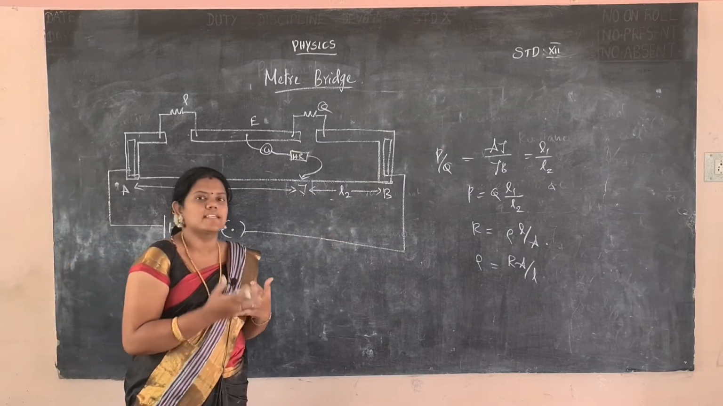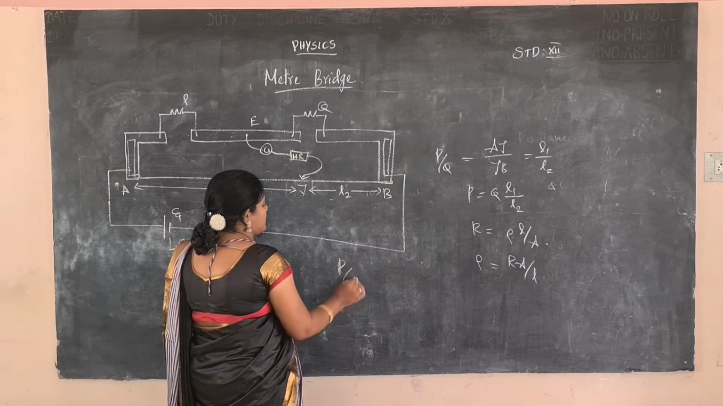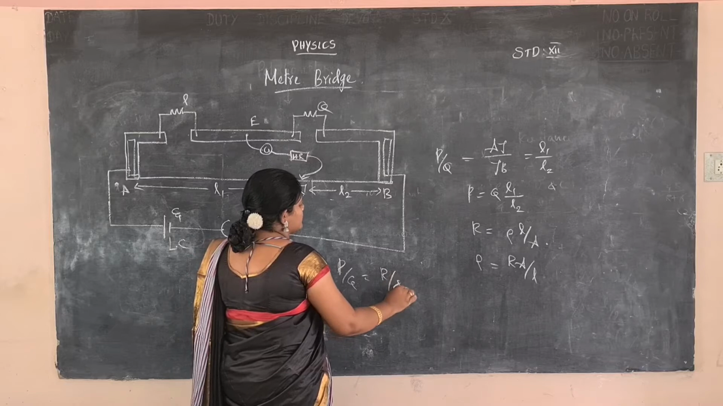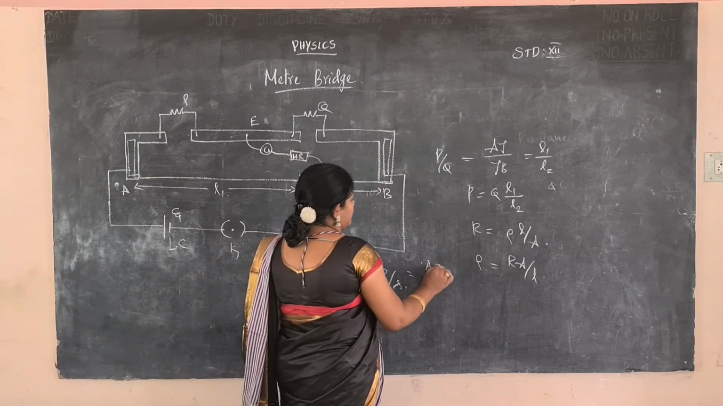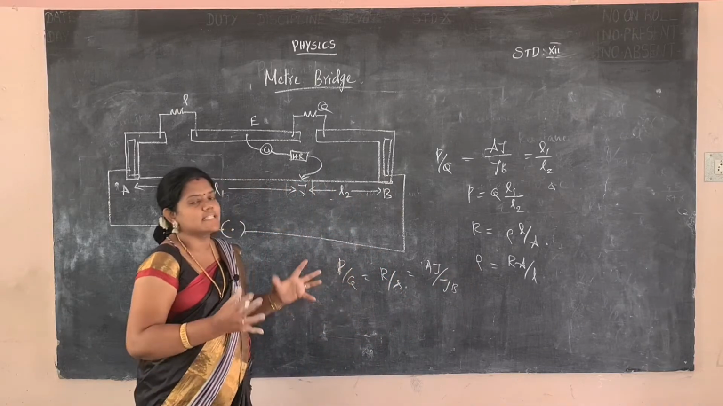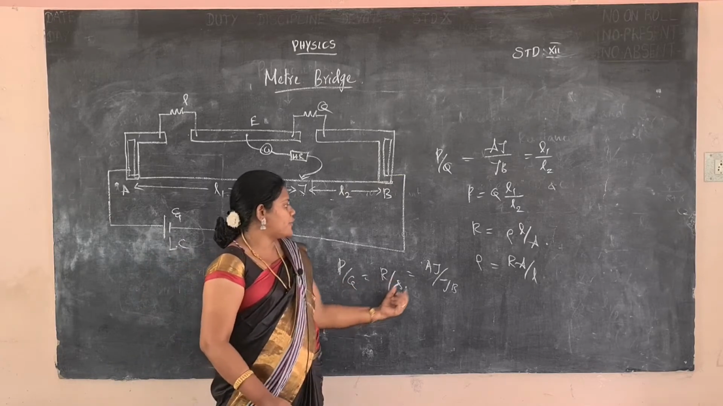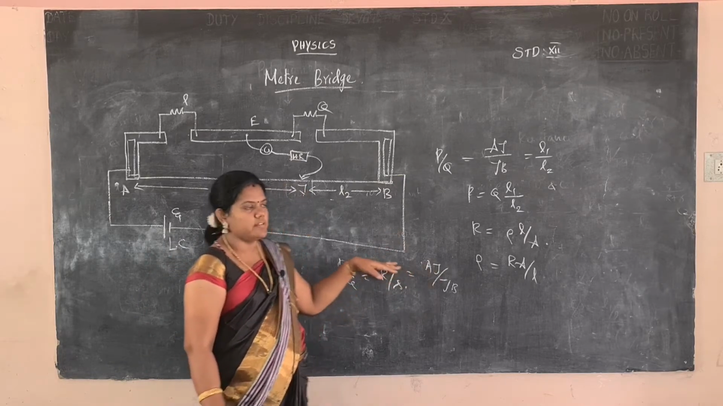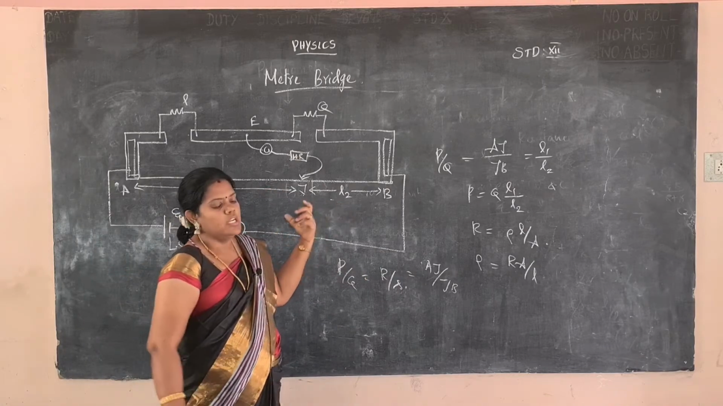They will balance the condition of the Wheatstone bridge. Wheatstone bridge is P by Q is equal to R by S. So the two lengths, AJ and JP, balance the Wheatstone bridge condition. Wheatstone bridge condition R by Q க்கு பதிலா இந்த balancing length தான் balance பண்ணுது. ஓகேவா? So AJ is L1 and JP is L2. It will be found out.